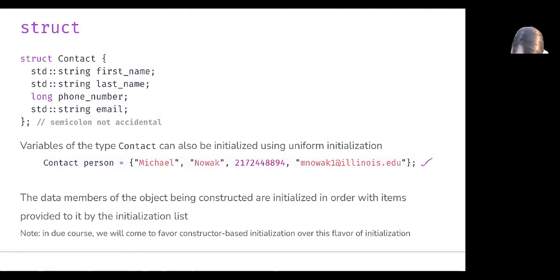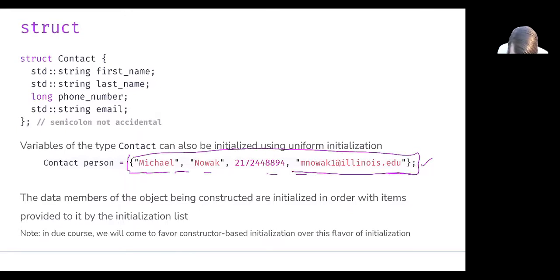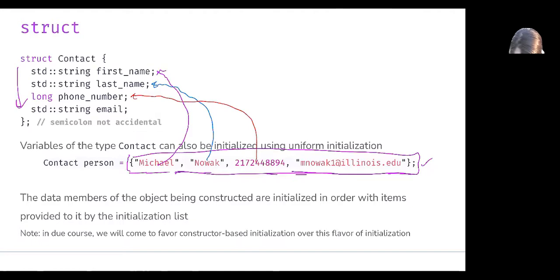So how does this work? Again, the initialization list here has to follow the same order as the order of declaration of those fields within the actual type definition. So here, Michael will be used to initialize first name. Nowak will be used to initialize the last name. The phone number here is used to initialize phone number. And finally, the email will be used to initialize the field email.